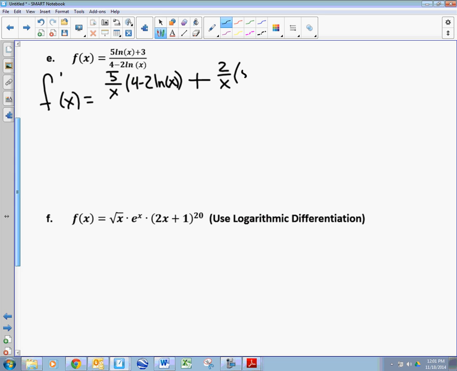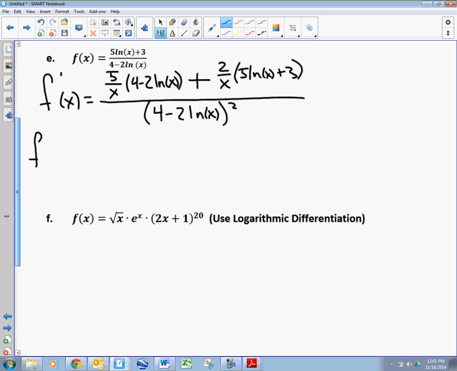Times 5 natural log x plus 3 all over the bottom squared. 4 minus 2 natural log of x. Oh, that's not my answer. It's correct in value, very good, but it is not simplified.